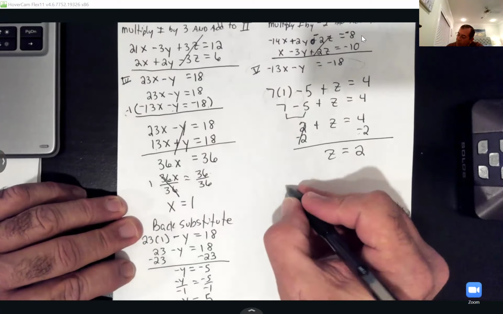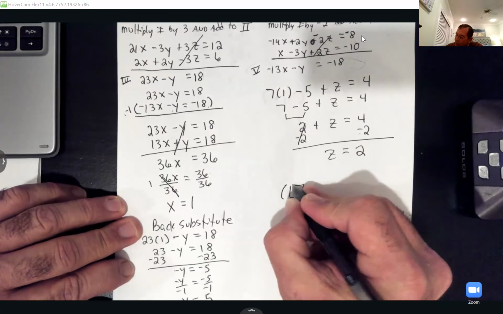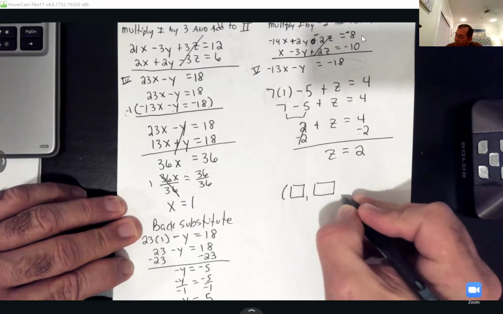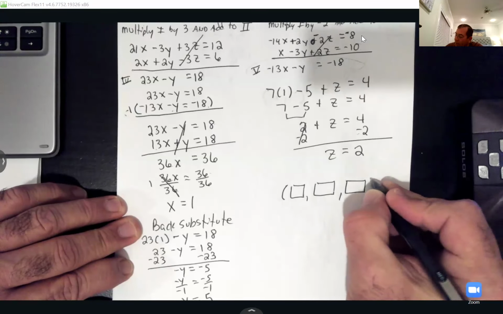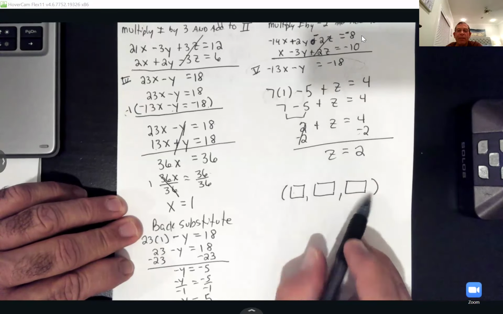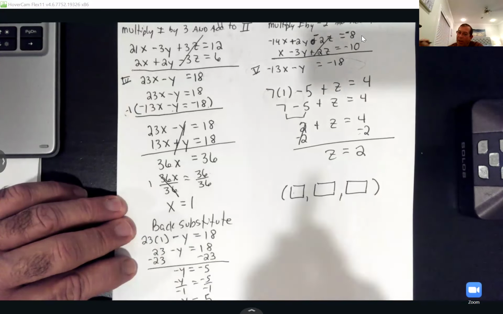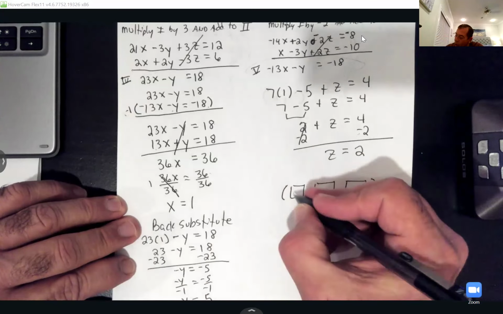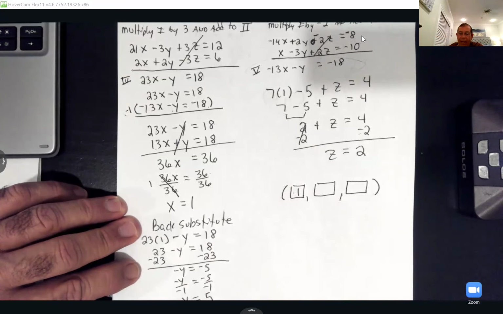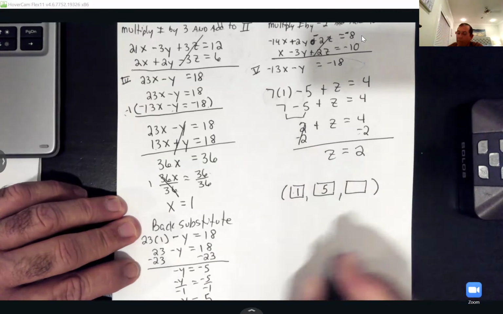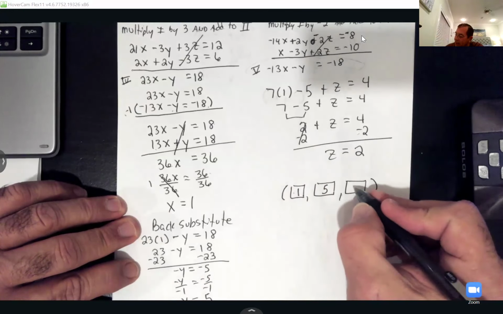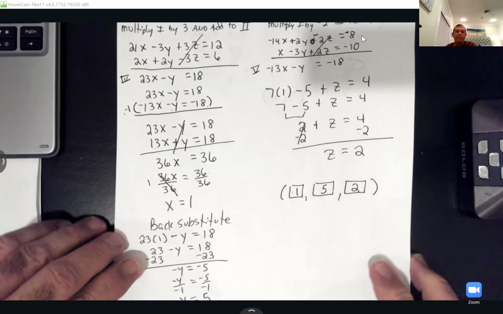Now, this one, MathLab gives you the parentheses. You're just putting in the 3 numbers, alphabetical order. So the x was 1. My y down here was 5. And my z was a 2.